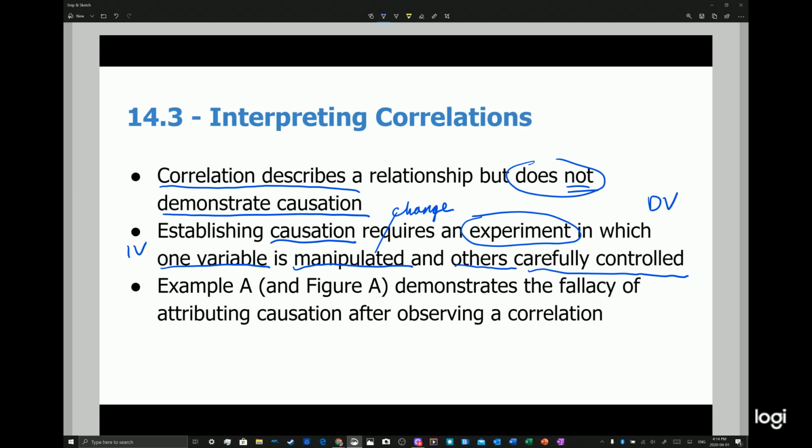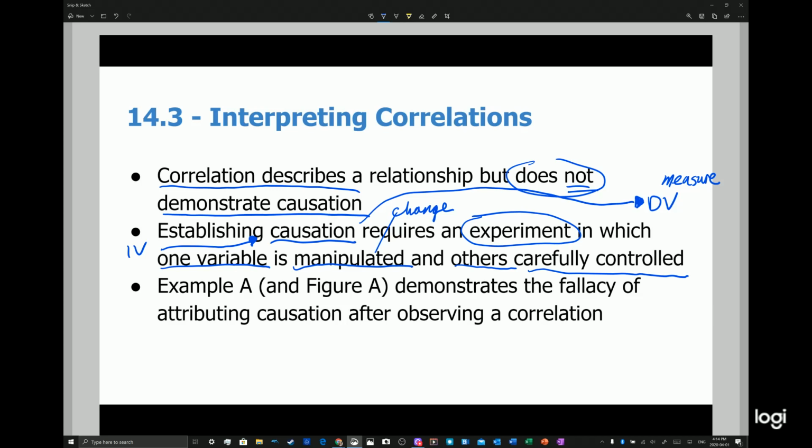So again, we're testing the causal relationship between the independent variable and the dependent variable. If you remember, the independent variable is the one that you manipulate or change, and the dependent variable is the one that you would measure, okay, or count, to use a C word there.